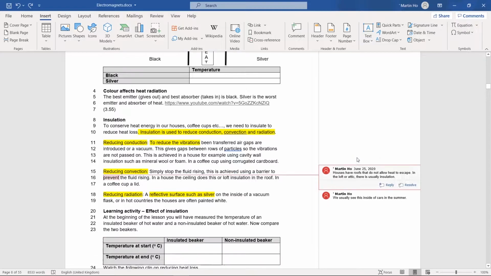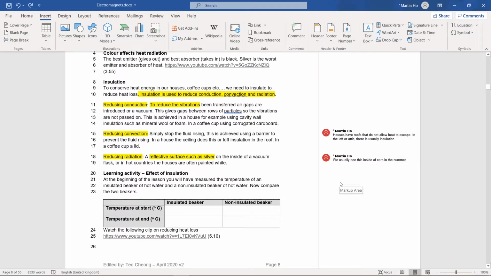But moving forward, let's look at insulation. To conserve heat energy in our houses, coffee cups, etc., we need to insulate to reduce the amount of heat loss through radiation. Insulation is used to reduce conduction, convection, and radiation. The way that insulation reduces conduction is to reduce the vibrations being transferred through air gaps.